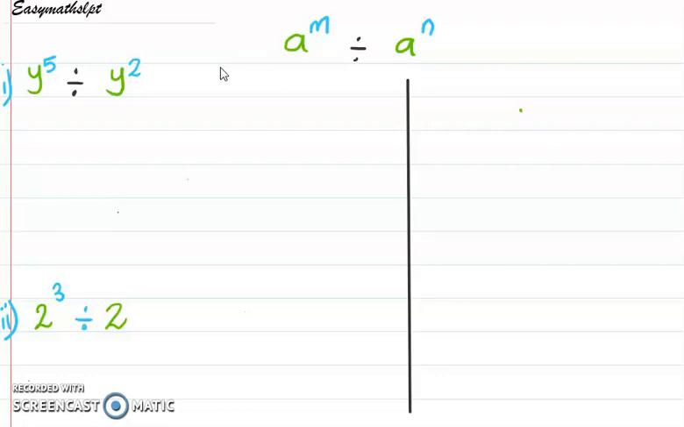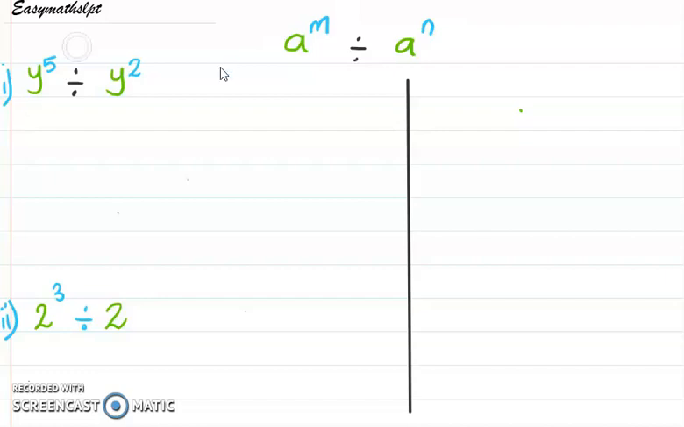Welcome to Easy Maths. In this video, we will be looking at the division law for laws of indices. So we will be simplifying expressions of the form a to the m divided by a to the n. Now we have two examples that we're going to use to show the rule.